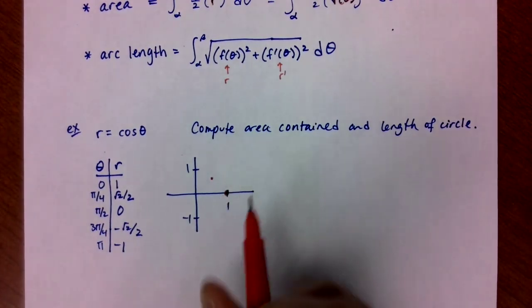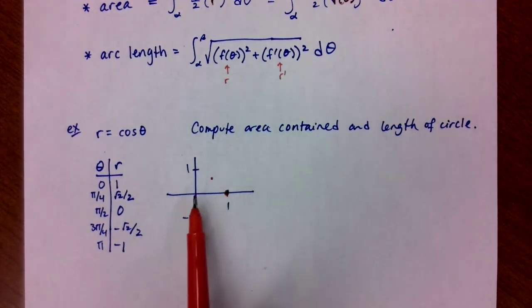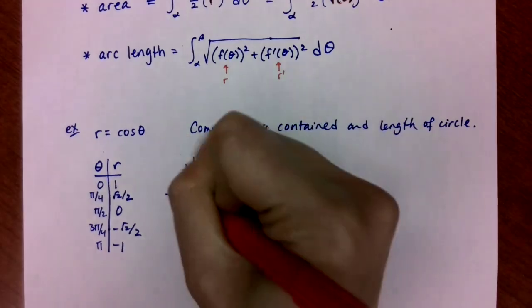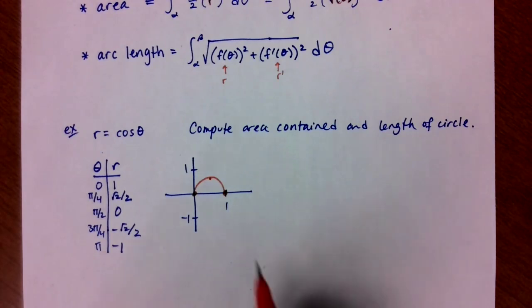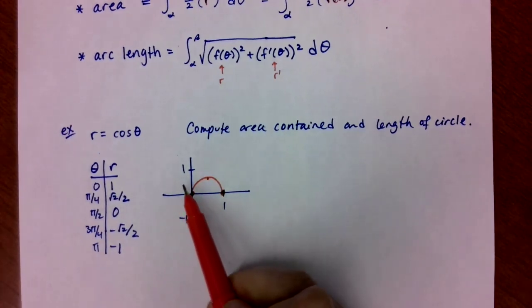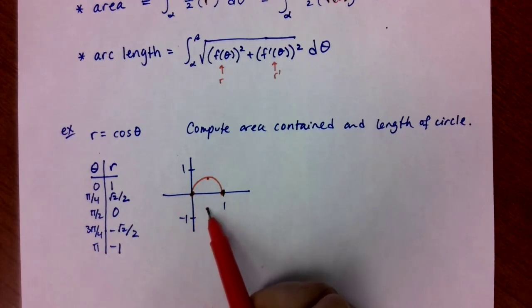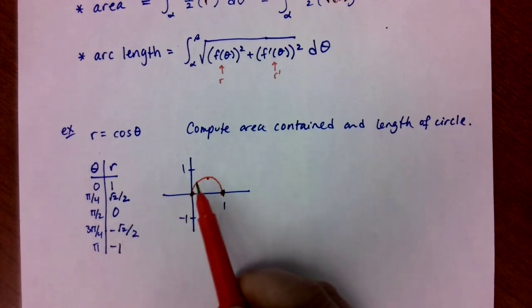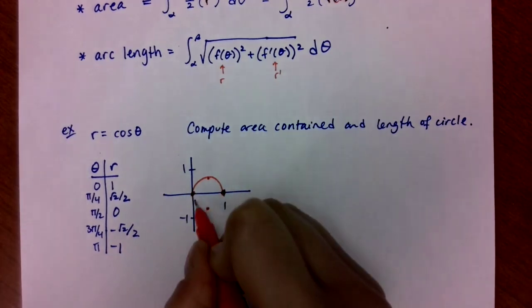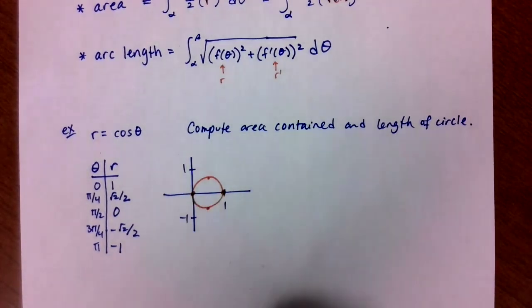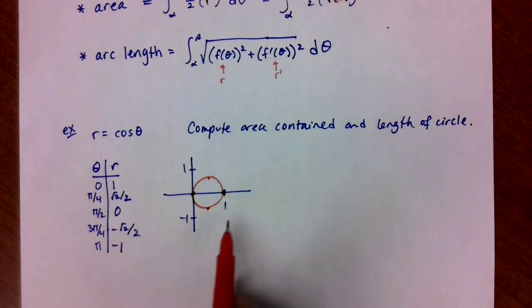When theta is pi over 2, so we're on the positive y-axis, the radius shrinks down to 0. So we've gone like this as we rotate. When we're at 3 pi over 4, we're facing this way, but the radius is negative, so we end up plotting back over here. And then finally, when we're at pi, facing this way, our radius is -1, so we bounce back and land right where we started. So in a 0 to pi rotation, we've plotted the full circle here.